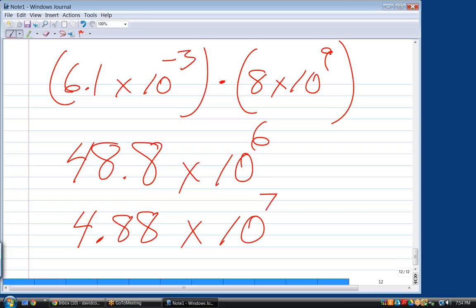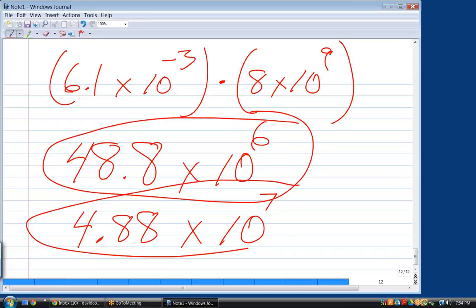Those are the same two numbers, this number and this number. The only difference is the bottom one is in scientific notation. The top one is just a number. It's as good a number as the bottom one. It's just not in scientific notation. Okay.